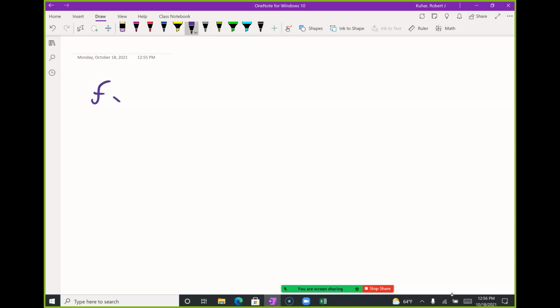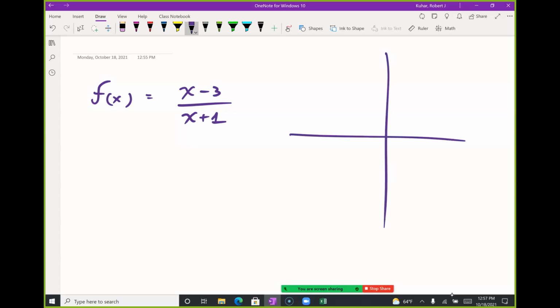Let's see. This one looks good. So is this 1-to-1? Well, let's do a quick graph. So what would you do on your test? You would put it in your calculator, right? But you can clearly see there's a vertical asymptote at -1, right? Horizontal asymptote where?